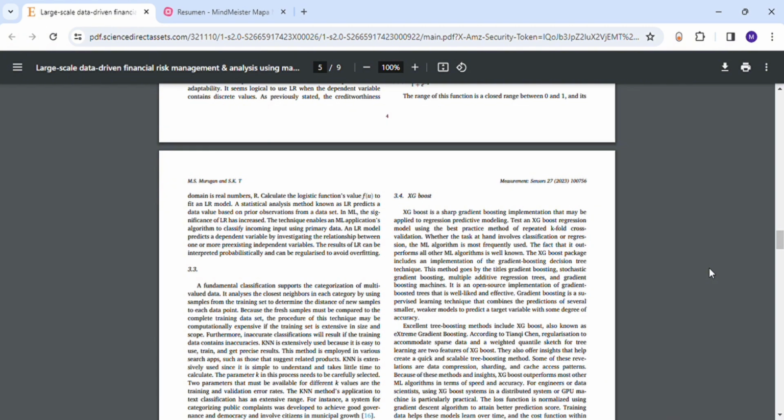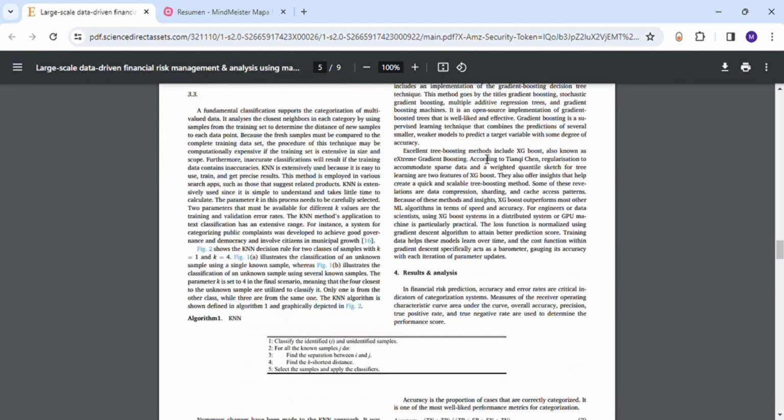The XGBoost package includes an implementation of the gradient boosting decision tree technique. This method goes by the titles gradient boosting, stochastic gradient boosting, multiple additive regression trees, and gradient boosting machine. It is an open source implementation of gradient boosted trees that is well liked and effective. Gradient boosting is a supervised learning technique that combines the prediction of several smaller, weaker models to predict a target variable with some degree of accuracy.